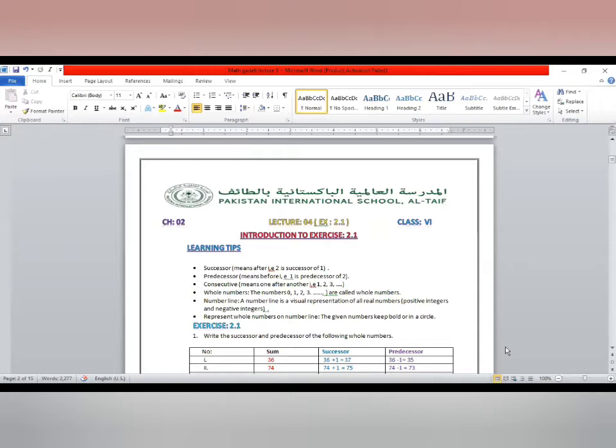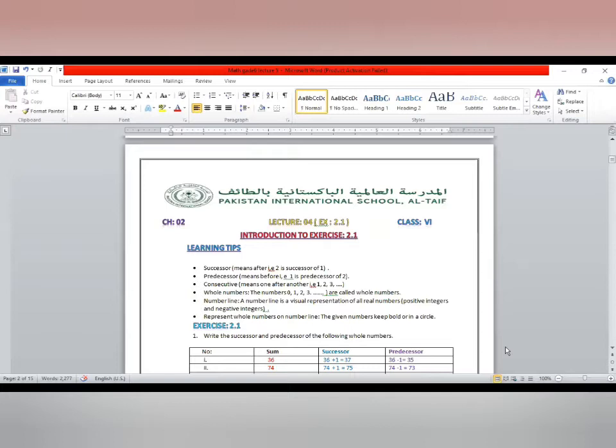The fourth point is whole numbers. Mostly we say if we add 0 in the natural numbers, we will get the whole numbers. And whole numbers in set form are represented by the capital letter W, and in curly brackets they are written 0, 1, 2, and so on.